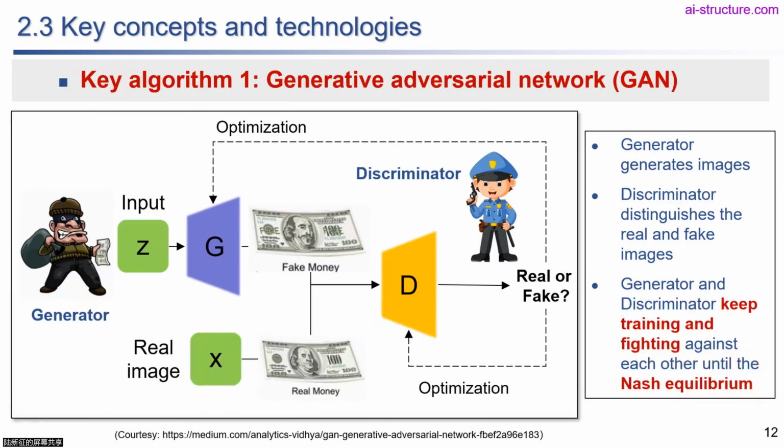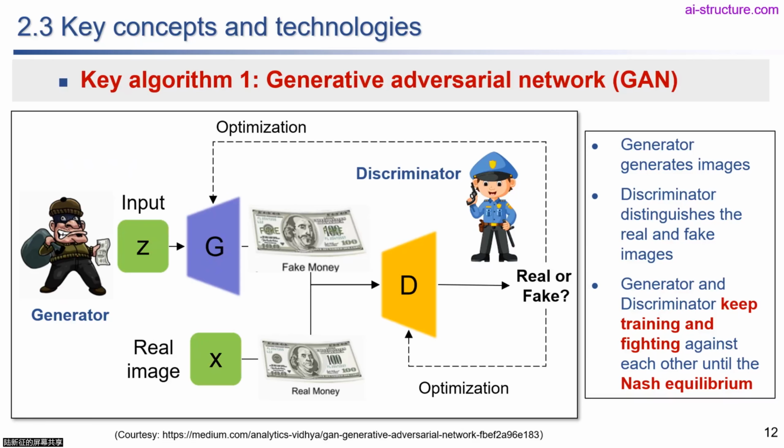One neural network is called the generator. It is like a bad guy who always wants to generate fake images based on real-world images. Another neural network is the discriminator, like a policeman. It will identify whether the image you give it is computer-generated or a real-world image.